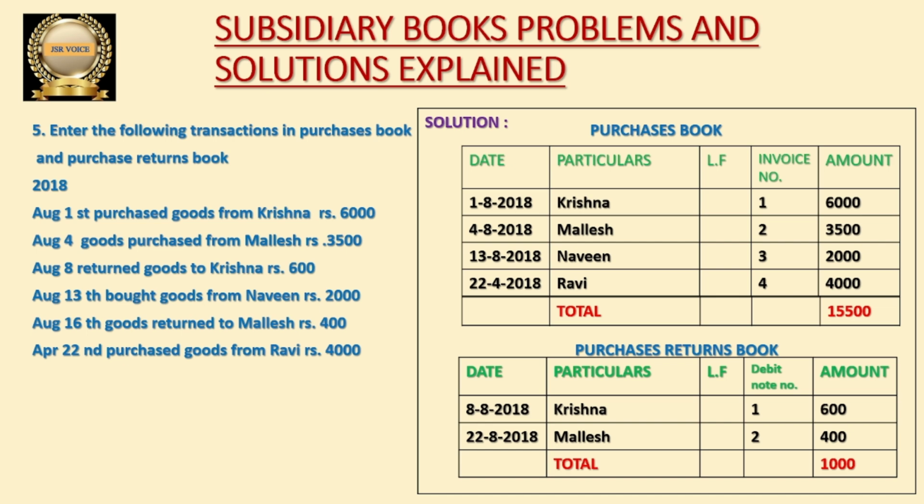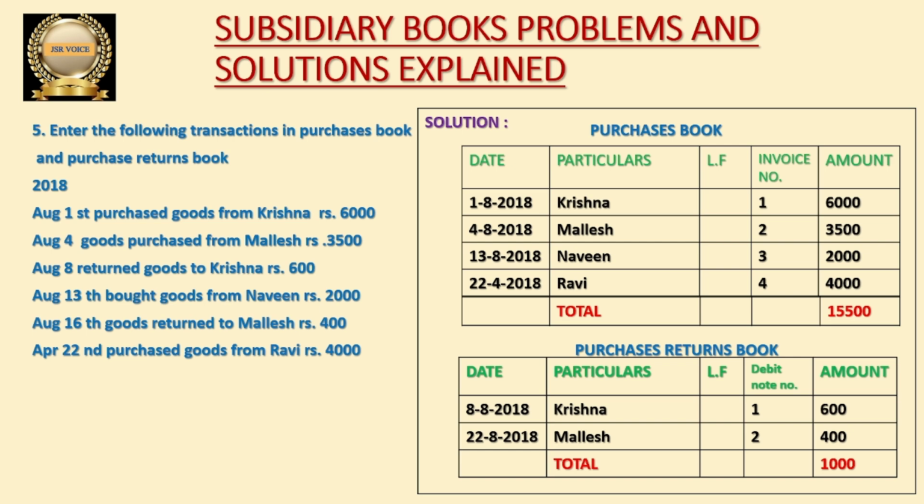Okay, so easily you can identify like this: returned goods to. So if anything is returned to any other person, 'to', that is purchase returns. Okay, if 'to' is not mentioned in the transaction, that is sales returns. So returned goods to Krishna, so that is purchase returns for sure. So we can record in purchase returns book. We need not see any other conditions here, just if it is a purchase returns, immediately record in the purchase returns book, that's it.